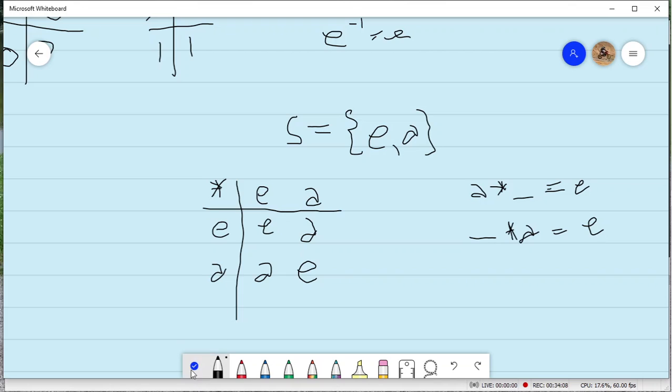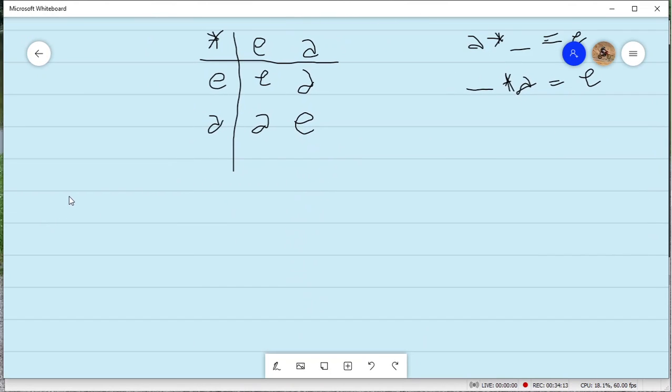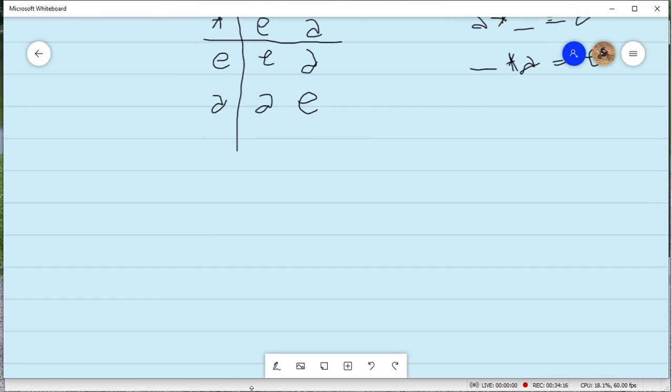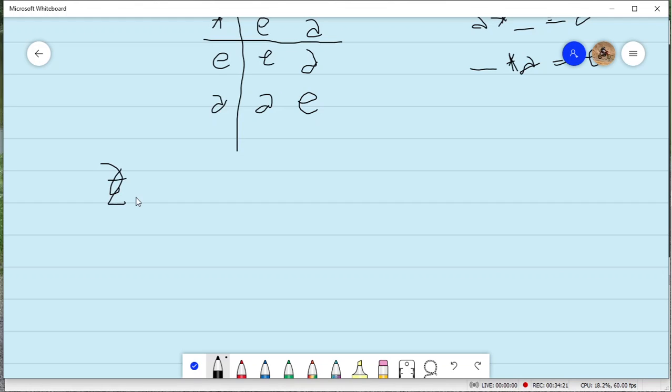Like for example, the group Z2, with elements 0 and 1, under addition modulo 2. This actually is a group structure.